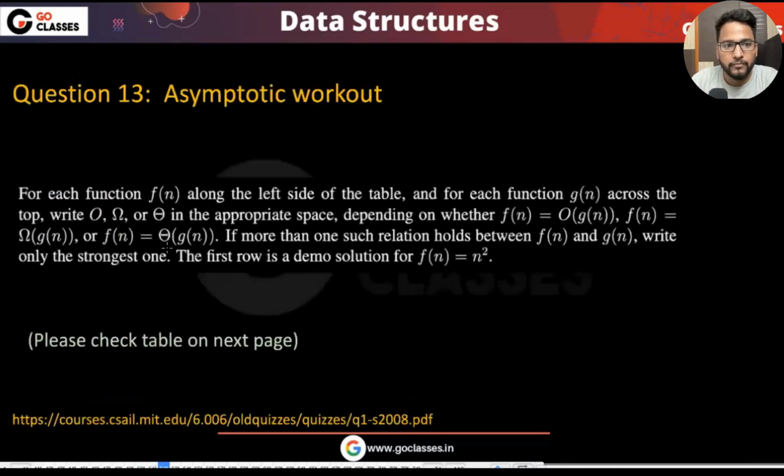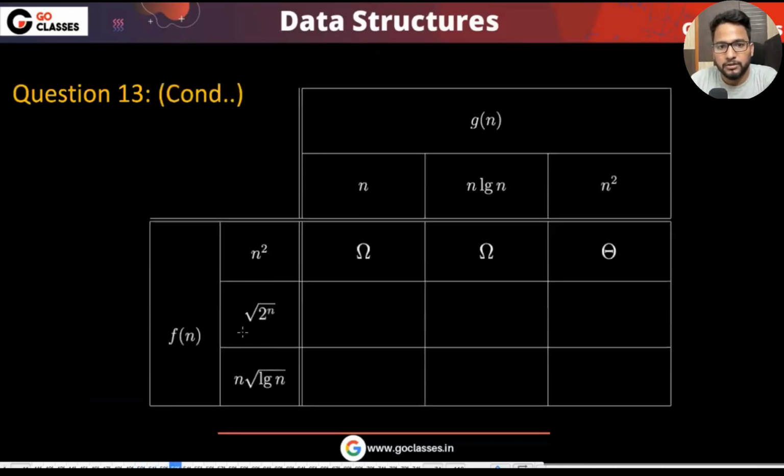So you need to put these notations, whichever is the best notation possible. This is square root of 2 power n, which means 2 power n by 2, and this is n into log n power something. Let's compare 2 power n by 2 and n. I'm sure you can say that 2 power n by 2 is greater, so big omega. N log n and this: I think this is greater.